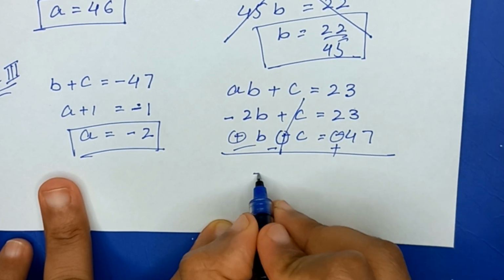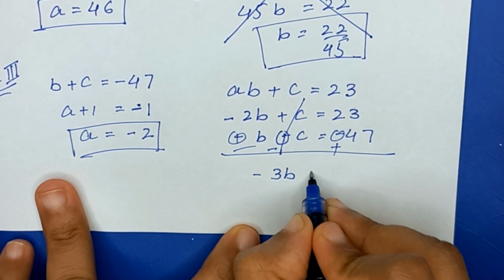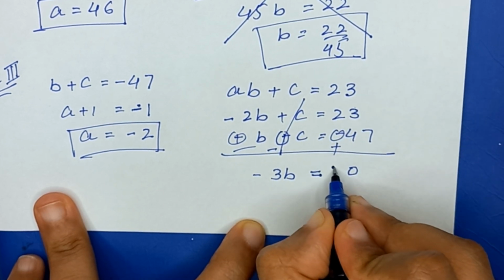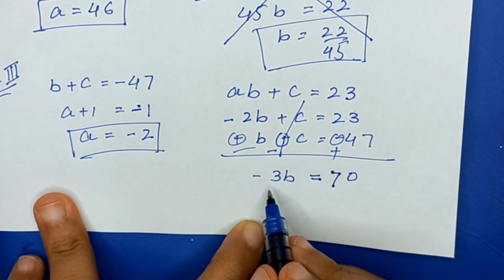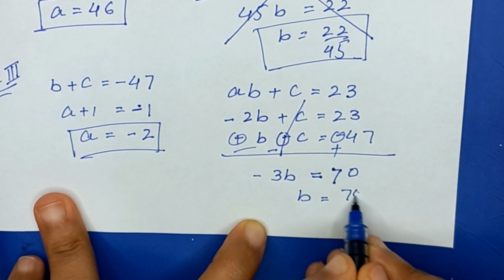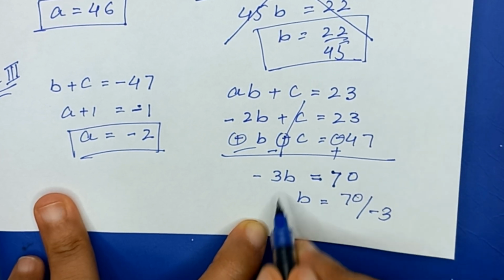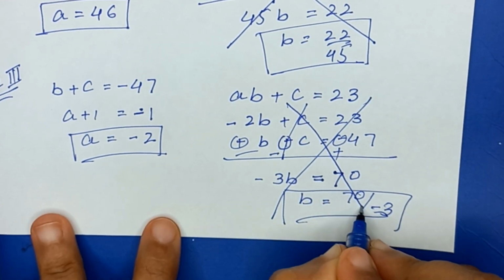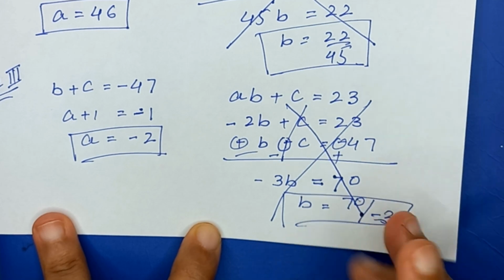When we solve these two equations, if I subtract both of them, then it will be negative 3B is equal to 70. So from here B will be equal to 70 divided by negative 3, which is also not an integer. That means this case will also be rejected.